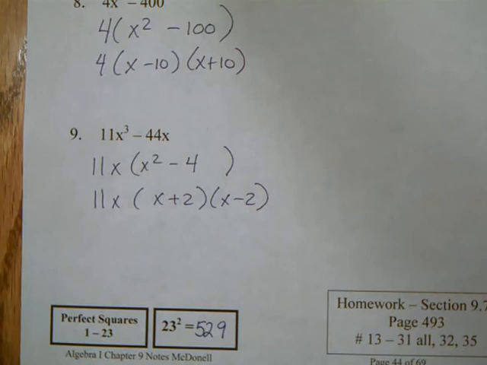And 23 squared is 529. The numbers are starting to get up there, so keep practicing as you go through.